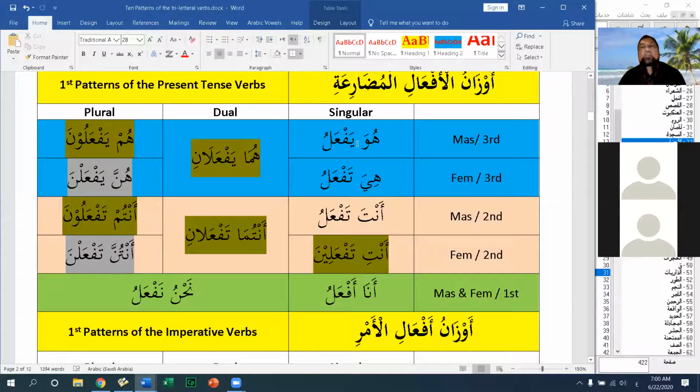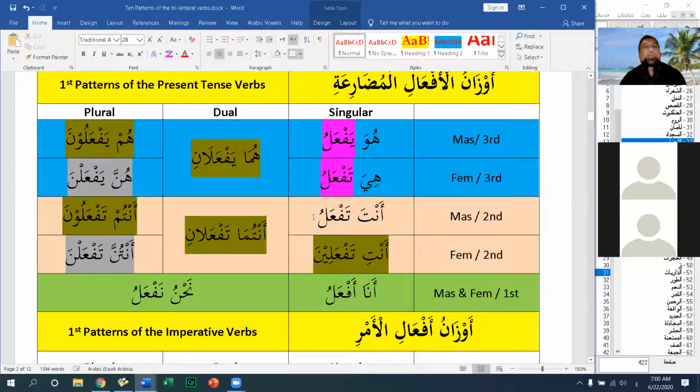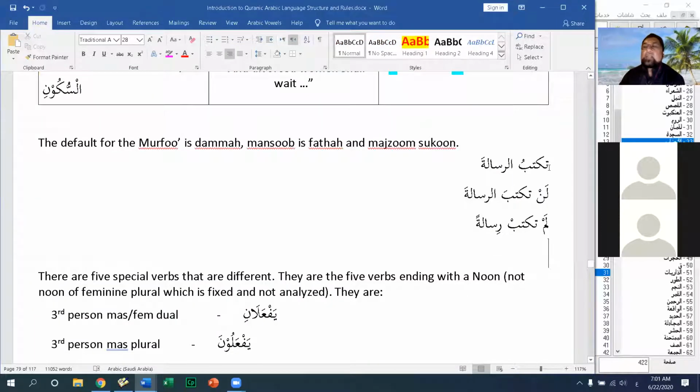These 4 forms of the verb, يفعل. Let's highlight that with a different color. Too dark. Maybe that, yeah. تفعل, يفعل, تفعل. And this one is تفعل also. So we'll go ahead and highlight it also. تفعل, أفعل and نفعل. Are like these examples. تكتب, تكتب, تكتب.